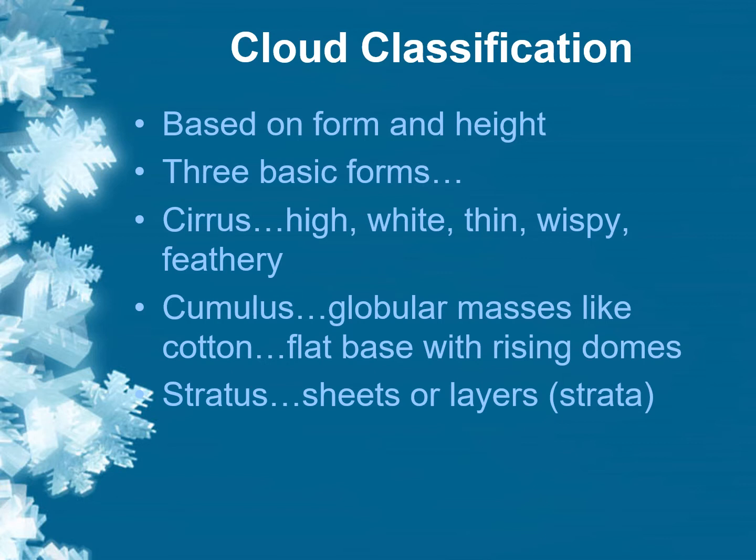So as far as the basic forms or shapes go, we have cirrus: high, thin, wispy, white, feathery, made of ice crystals. We have cumulus: globular masses that look like cotton balls or cauliflower in the sky. They generally have a flat base with rising domes. And then stratus, which are in sheets or layers, kind of like strata in a geology class.